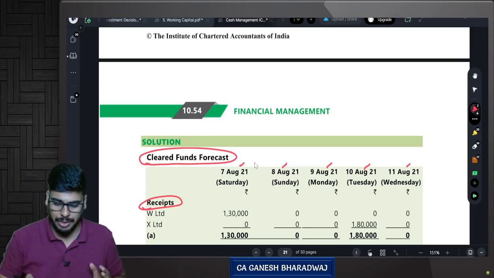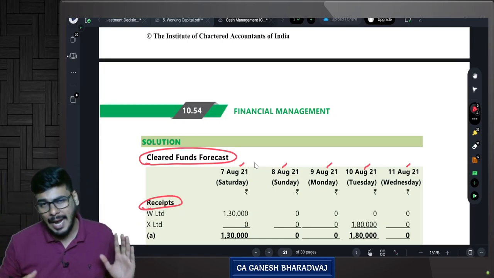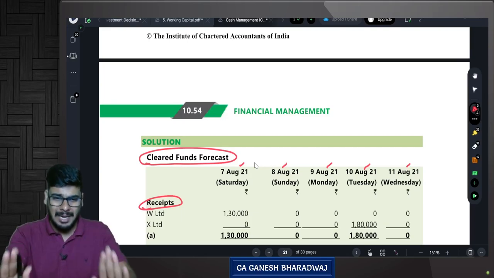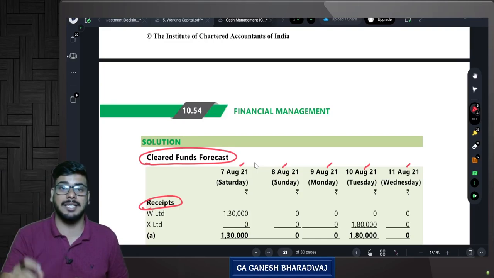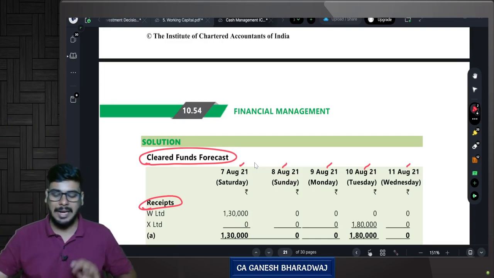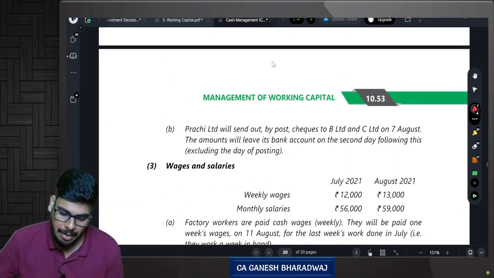In the exam, you also follow this. First, you prepare this template and you just go on. It's nothing but preparing a cash budget for each of the 5 days. But the only condition is you can record the transaction only when it reflects in your bank statement. We will see what it is.